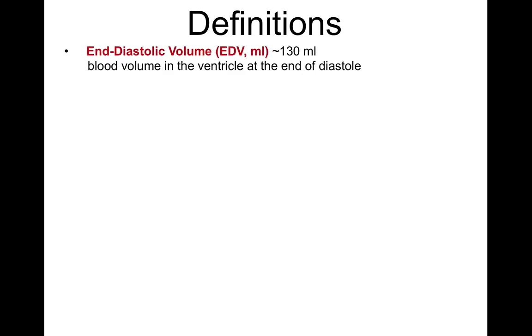So before we go on, we need to define a few terms that are commonly used when talking about cardiac physiology. Firstly, end diastolic volume, or EDV. This is the volume of blood in the ventricle at the end of diastole. So remember diastole being when the heart muscle is relaxed. So just before the heart starts to beat or contract, you have a volume of blood in the ventricle, and this is called the end diastolic volume.